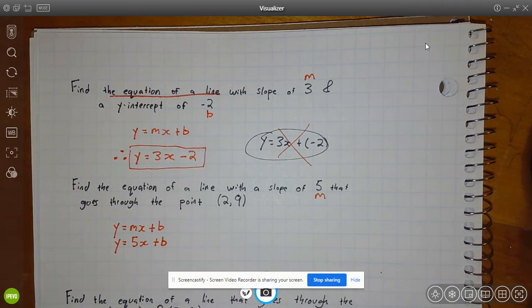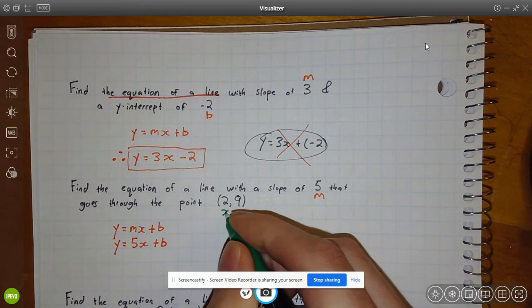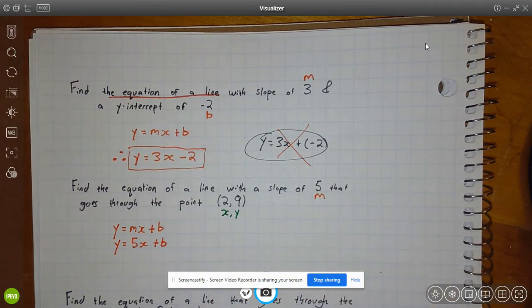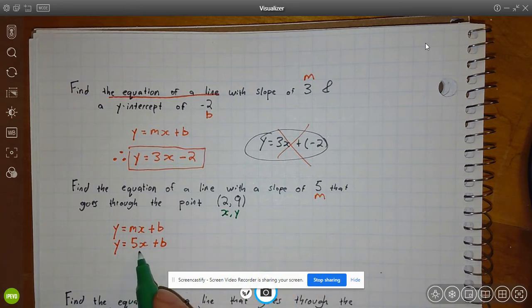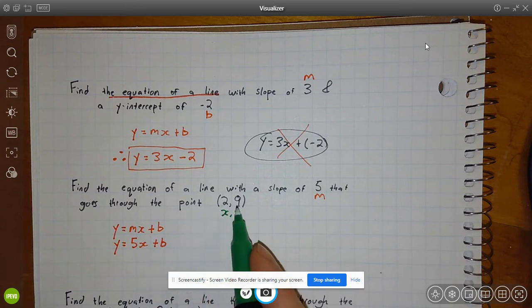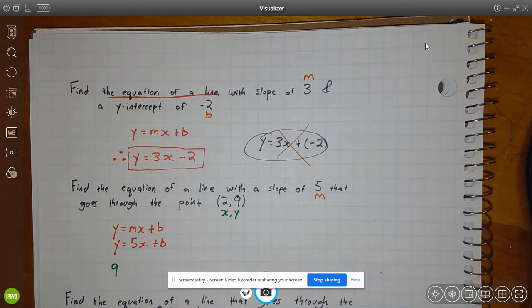So what we're going to try to do is solve for b, and then once we're done that, we're done the question. So one thing I do know is that this point 2, 9 is on the line. So I'm going to sub in the x and the y coordinate for the x and the y here, and then solve for b. Because remember that the equation is going to connect any x value to any y value, so 2 and 9 will work just fine. So I'm going to plug in 9 as my y value. And then I'm going to plug in 2 for my x value.